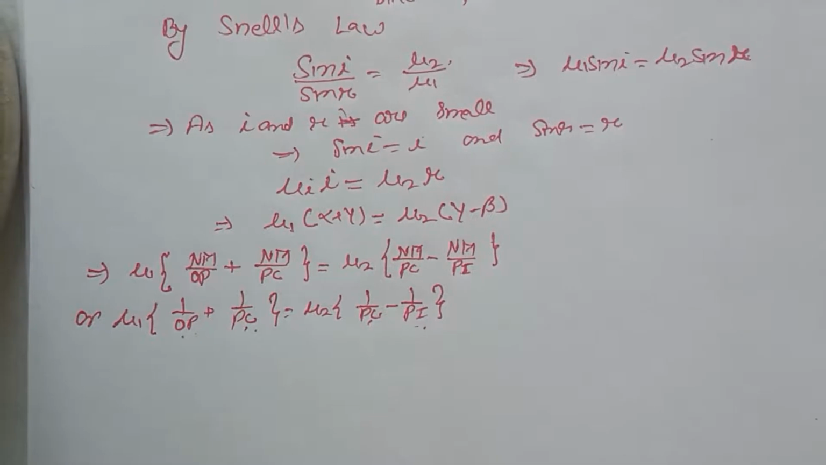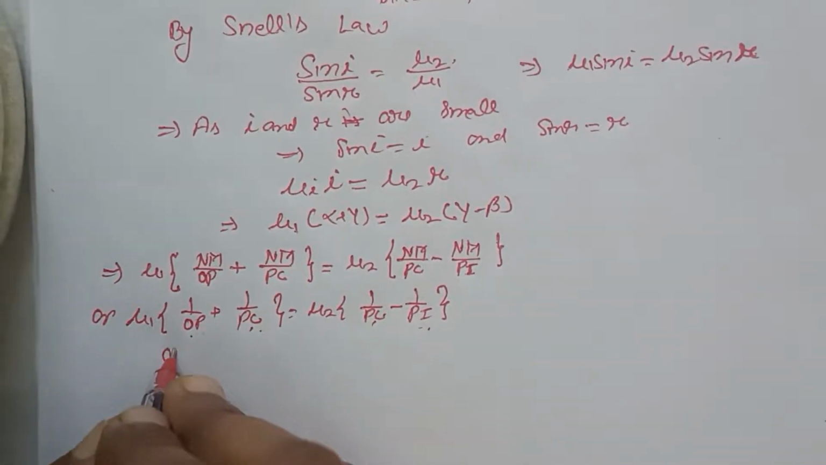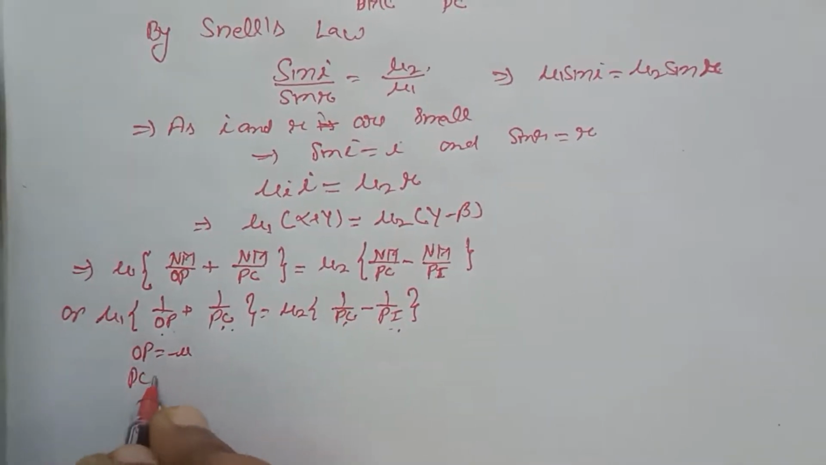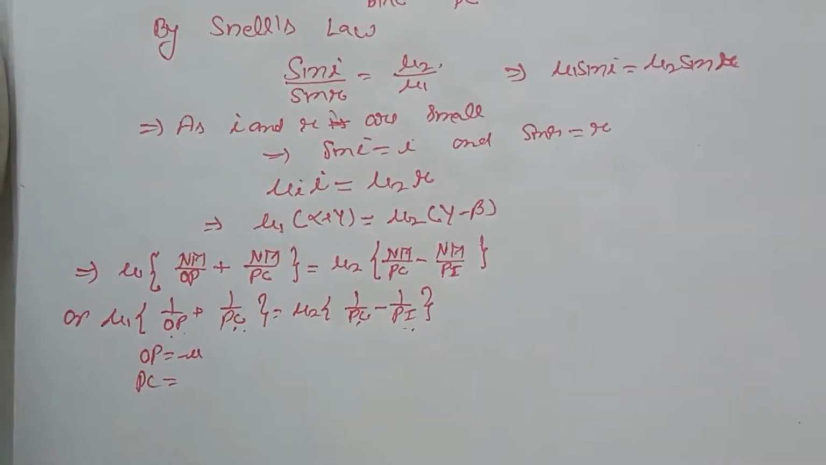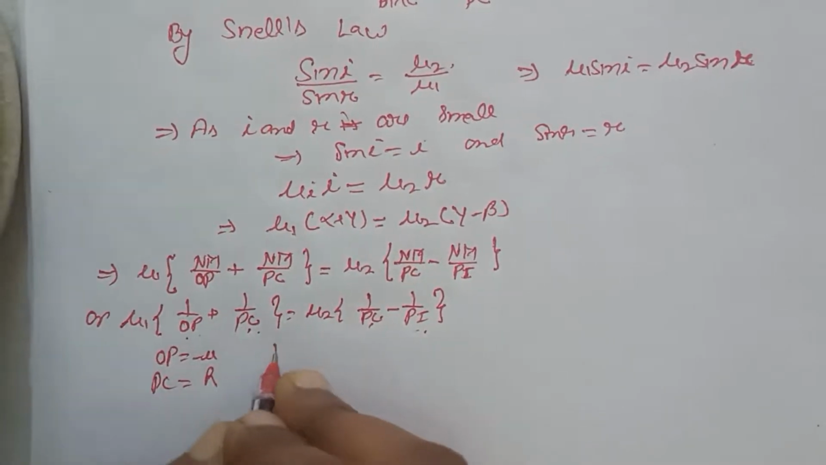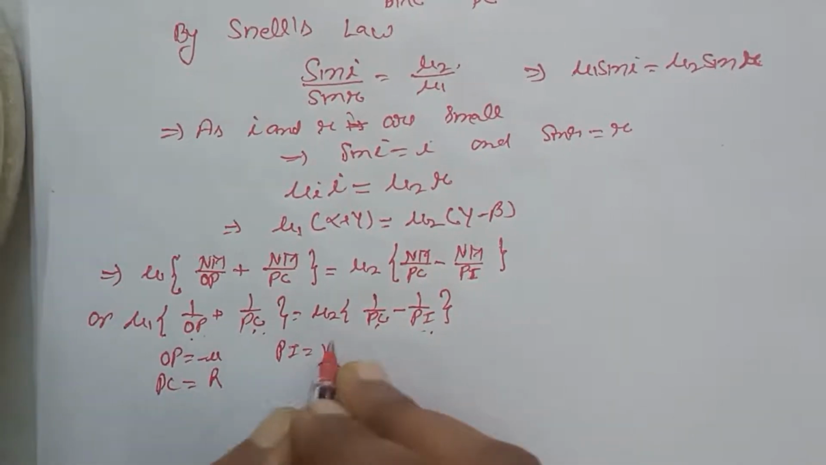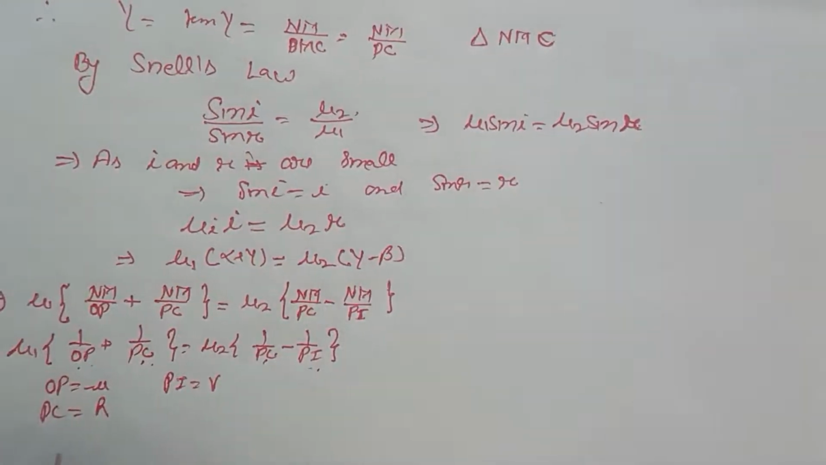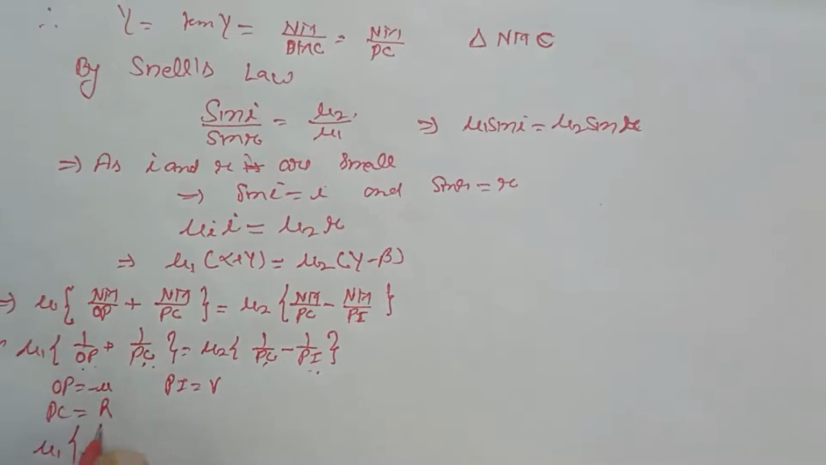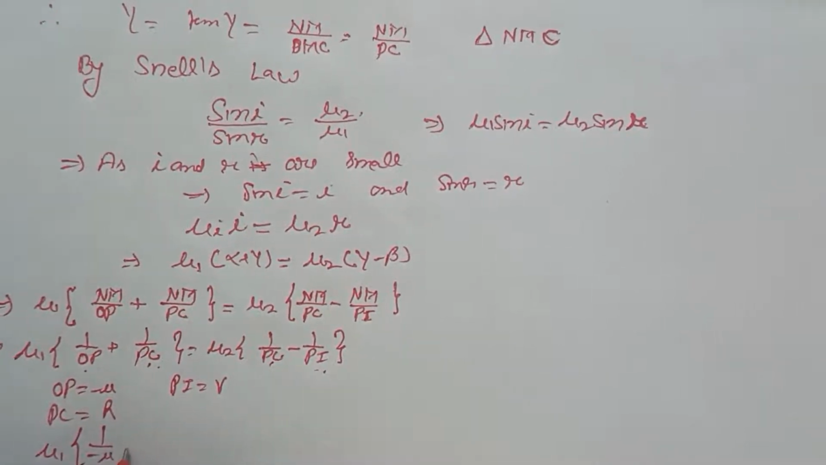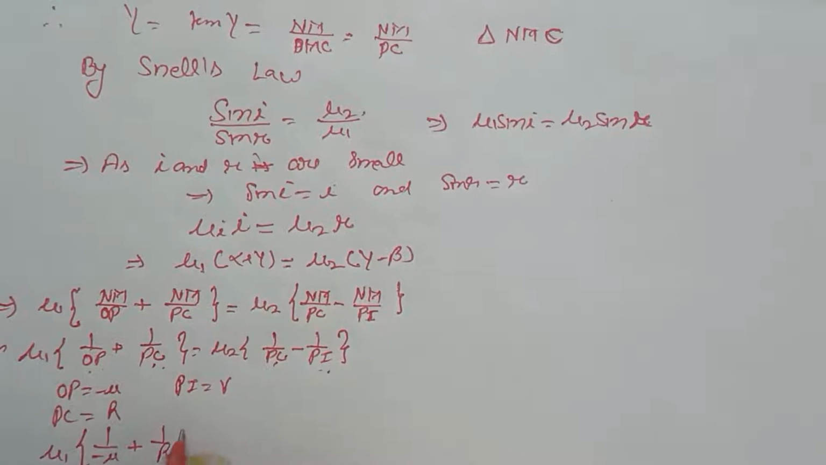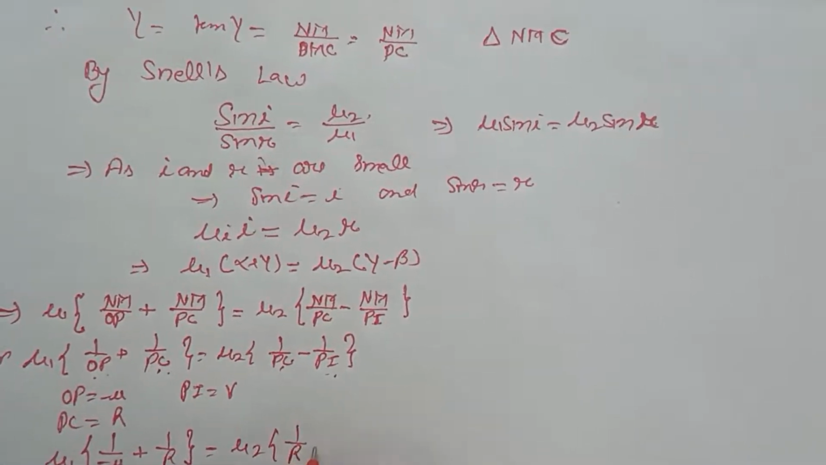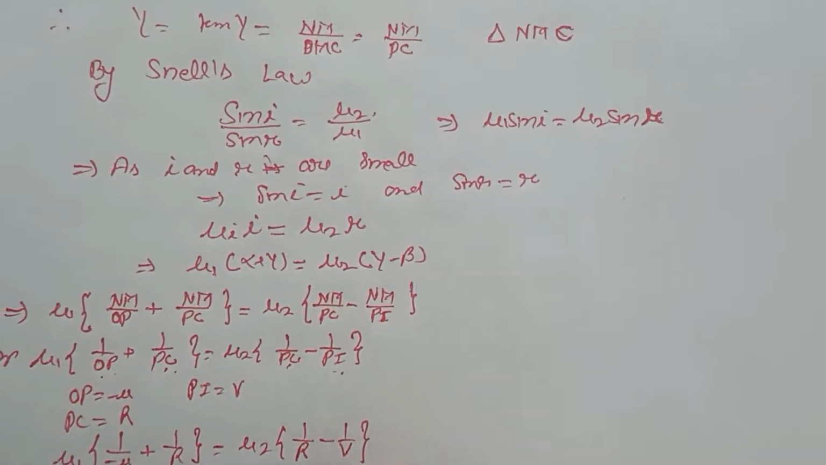Then OP equals minus u, PC equals R positive, PI equals v. Put the values in the above equation: mu1 times minus 1 upon u plus 1 upon R equals mu2 times 1 divided by R minus 1 upon v.